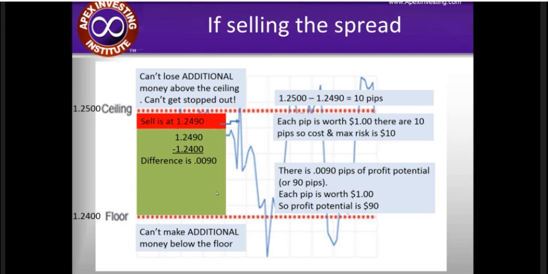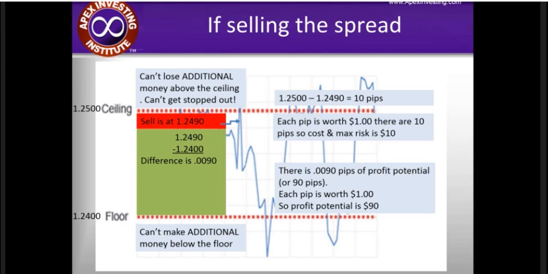All right. Now, how much can I make? Well, I could make, if I sold it at 10 pips below the ceiling and there's 90 pips down to the floor, 24.90 down to 2,400, the difference where I sold and the floor, 24.90 minus 2,400 is 90 pips. There's 90 pips of profit potential. Every pip's worth $1, 90 pips profit potential. The profit potential is $90.